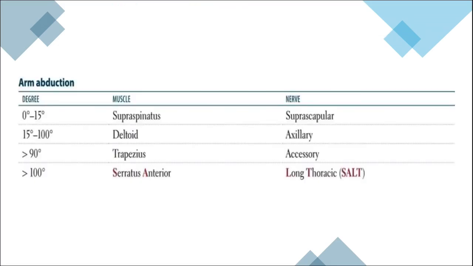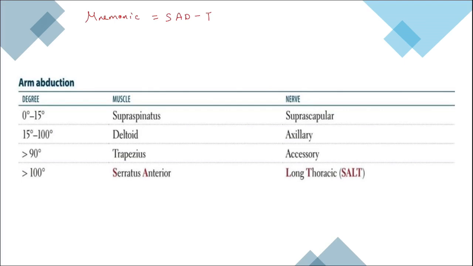For this we have one mnemonic. That mnemonic is SAD. S means first one, supraspinatus muscle. The supraspinatus works in arm abduction from 0 to 15 degrees, and it is innervated by the suprascapular nerve. Second one, axillary nerve via the deltoid muscle, you can see the movement from 15 to 90 or 100 degrees.